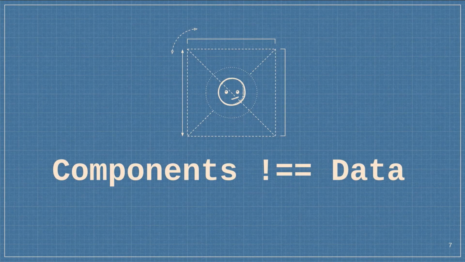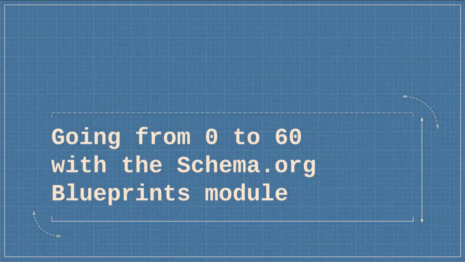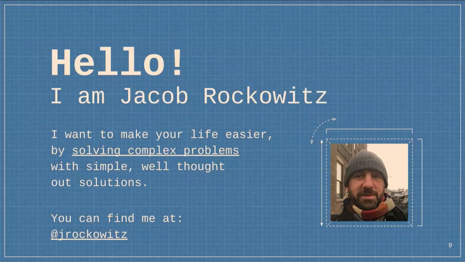And one last thing before I go there, I just want to say one thing about single directory components and the builder, and I'm going to make this point during the presentation: a single directory component is not identical to data. It takes data, but the quality of that data is equally important to the visual representation that you're getting from a single directory component. And I'm going to start. The presentation is about going from 0 to 60 with the schema.org blueprints module.